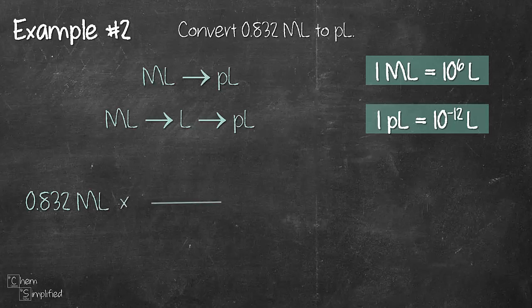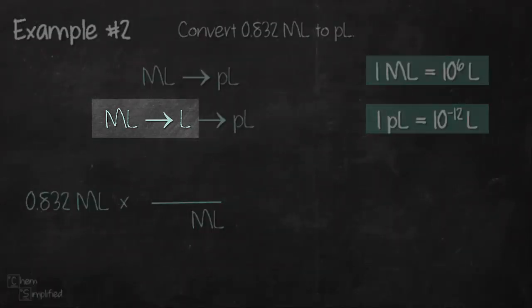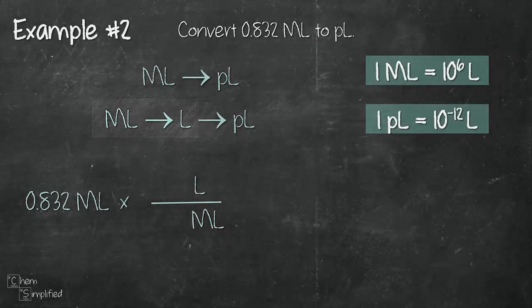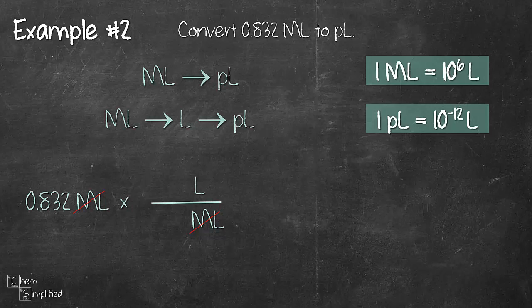Multiply, draw a line across. So we're going to place megaliter on the bottom and liter on the top, because we're going to convert from megaliter to its base unit, which is liter. Now the megaliter will cancel each other off. That will leave us with liter. Now we're going to put in the value. So we put 1 in front of megaliter and 10 to the power of 6 in front of liter.